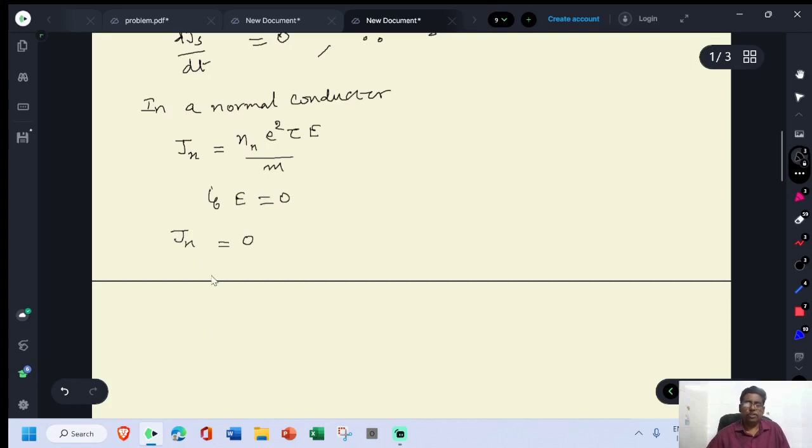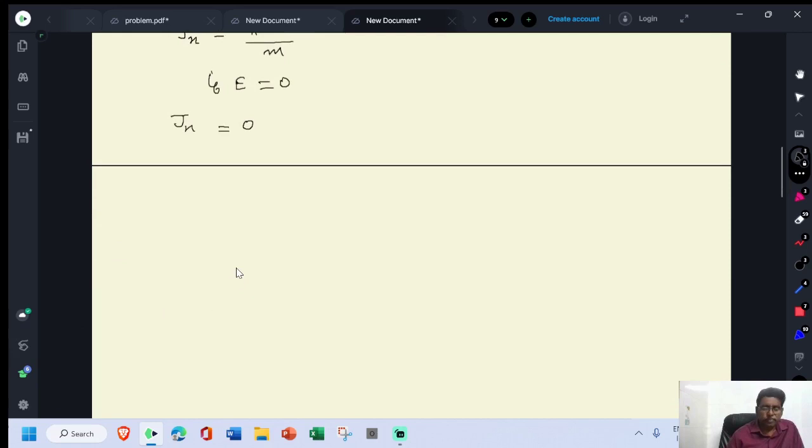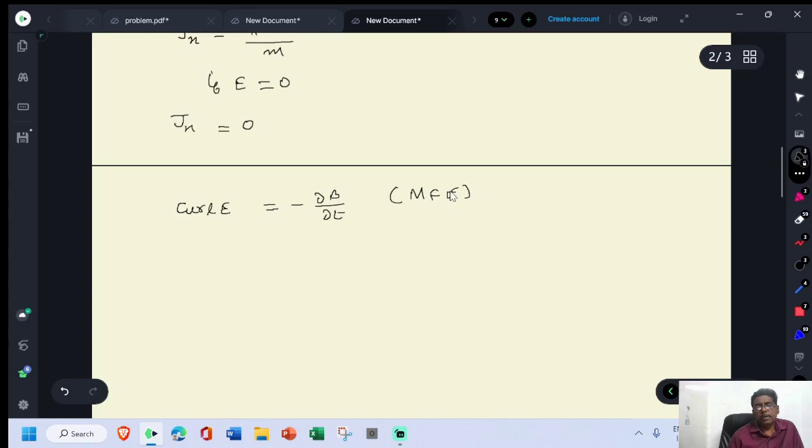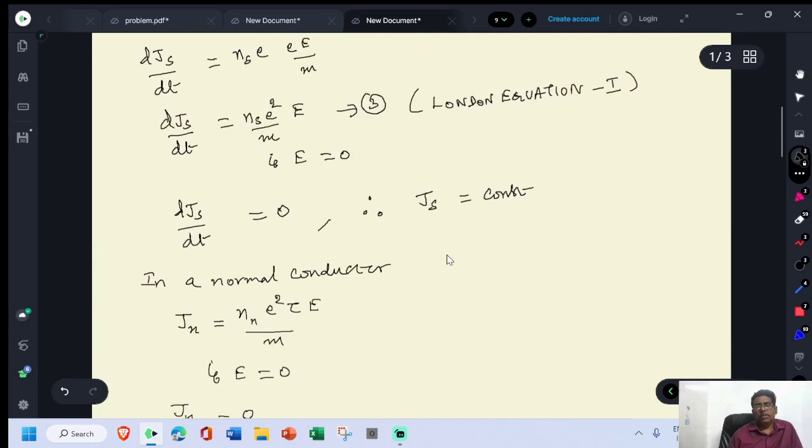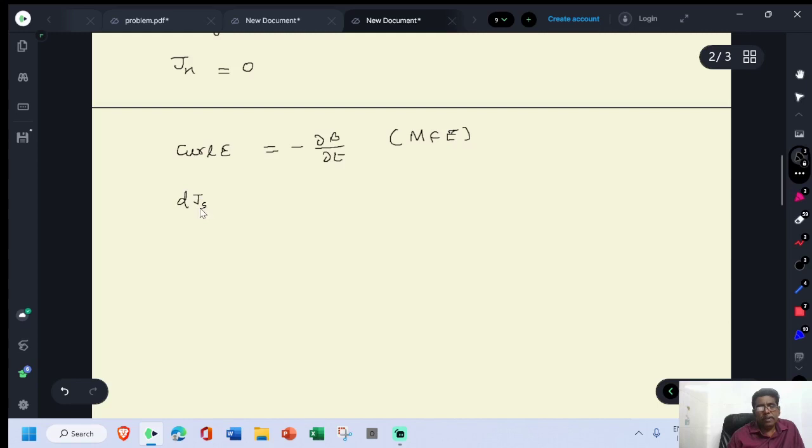Now, we have to derive the second London equation. For that, we know that curl E equals minus dou B by dou t. This is the Maxwell field equation, the first time varying Maxwell's field equation. Now come to our first London equation, write it down: djs by dt equals ns e square by m into E. This is London equation 1.